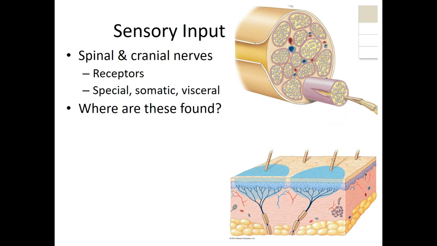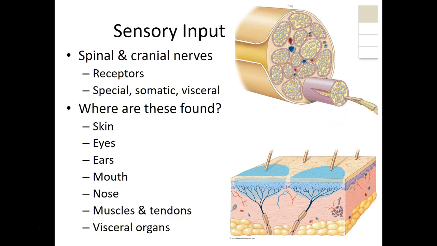Yeah, so here, where are these found? A lot of them, right? Skin, eyes, ears, mouth, nose. Muscles and tendons, you can lump those under the somatic heading. That's fine. And then visceral organs, like you guys said, a lot of these are going to be in the abdominal pelvic.